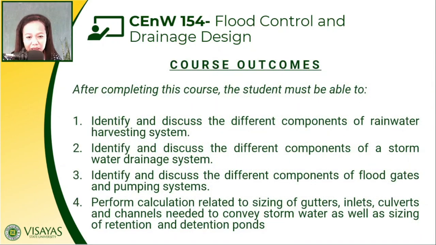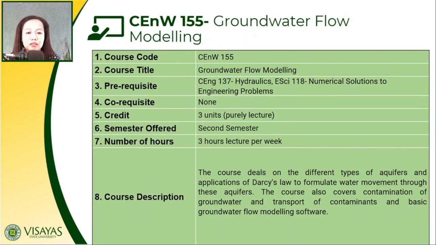After completing this course, the student must be able to identify and discuss the different components of a rainwater harvesting system, identify and discuss the different components of a stormwater drainage system, identify and discuss the different components of floodgates and pumping systems, and of course, perform calculations related to the sizing of gutters, inlets, culverts, and channels needed to convey stormwater, as well as sizing of retention and detention ponds.